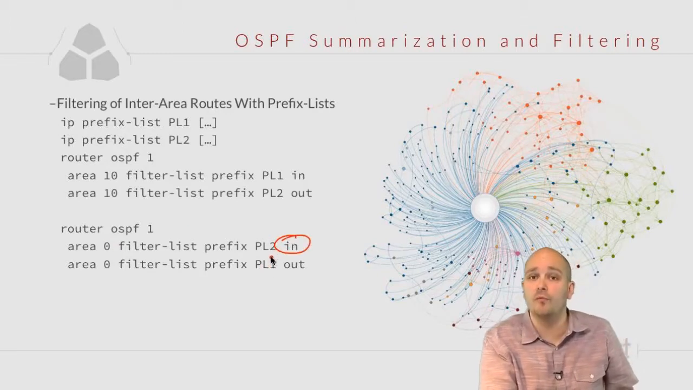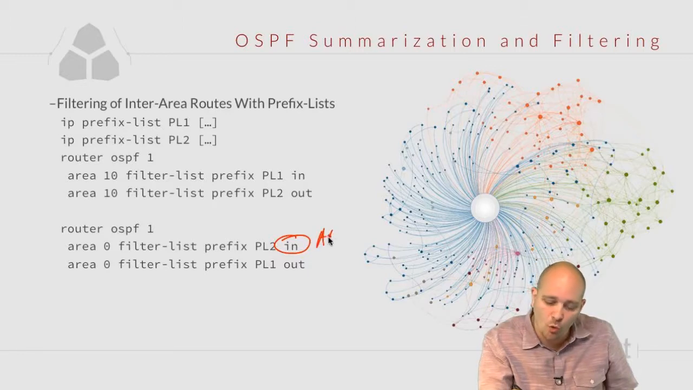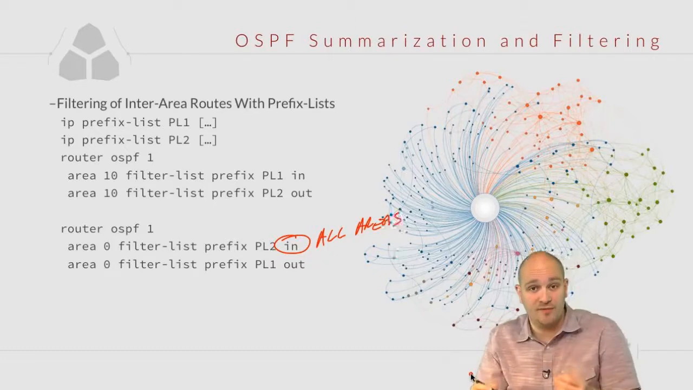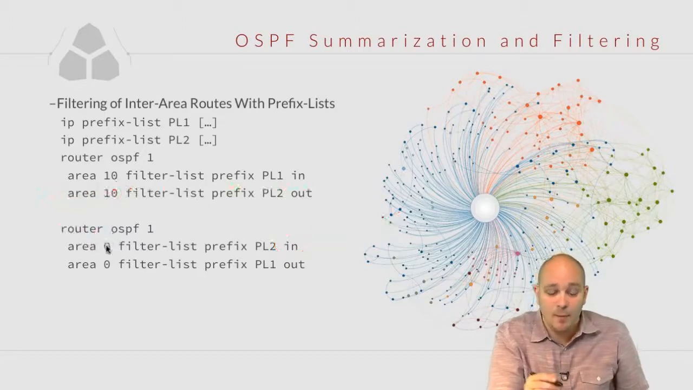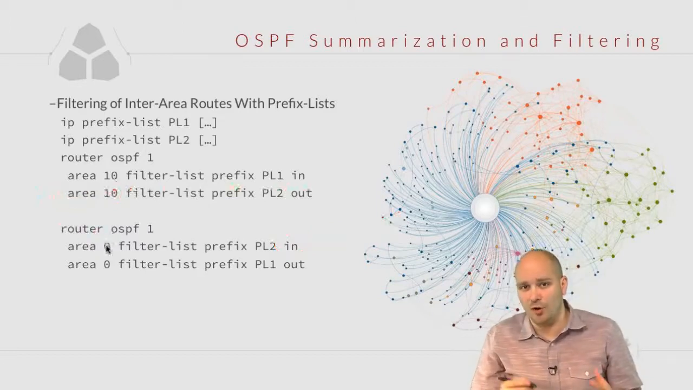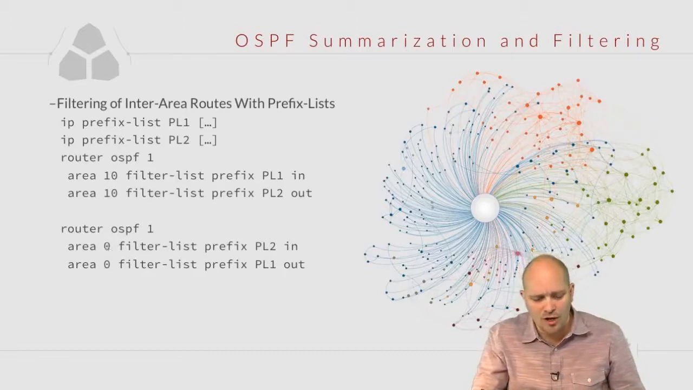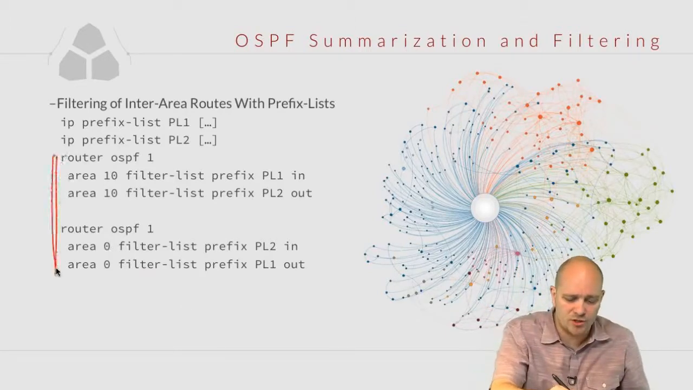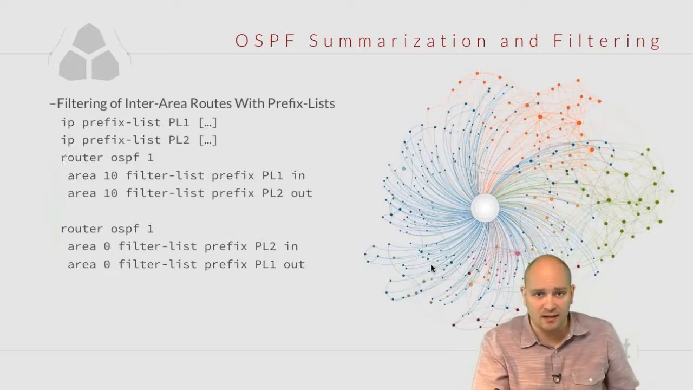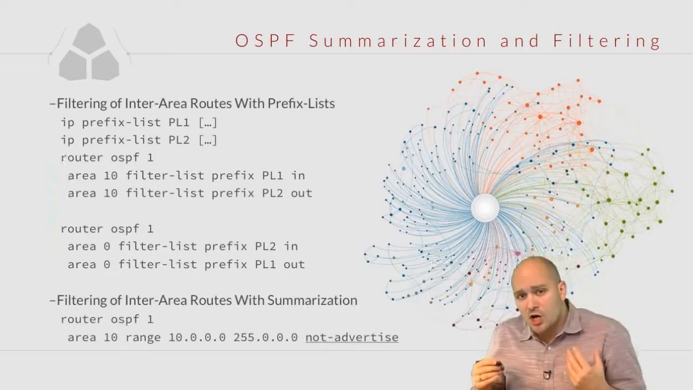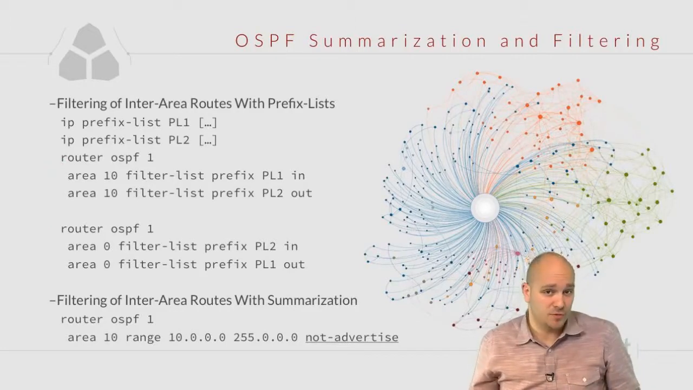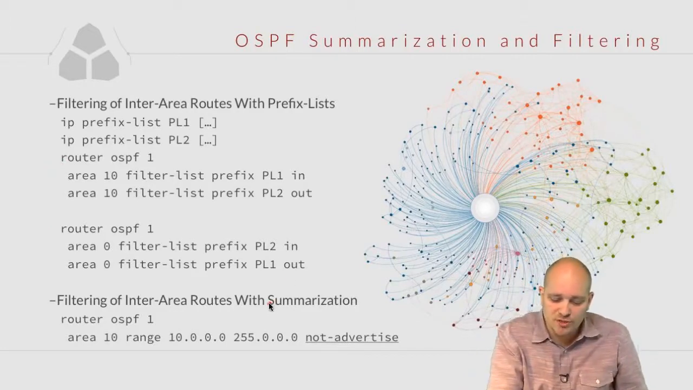I'm not saying from which area. This applies to all areas that are attempting to inject their prefixes into area 0. This filter here, however, affects only area 10. But if we only have area 0 and area 10 on our routers, these two configurations are functionally equivalent configurations.